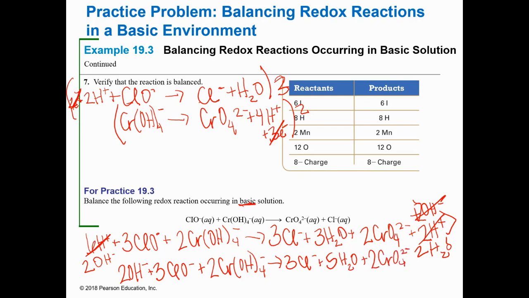Okay, at the end, remember you need to check your charge. So that final bottom piece is what we're looking at for charges. I've got minus 2 plus minus 3 is minus 5, plus minus 2 is minus 7. And then I've got minus 3 plus 2 times minus 2 is minus 4, so that's minus 7. Again, you have to make sure they match up, otherwise it doesn't work out.